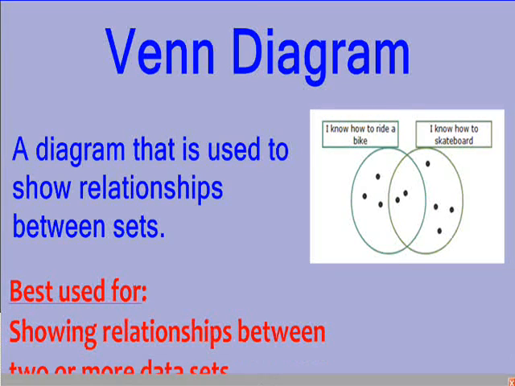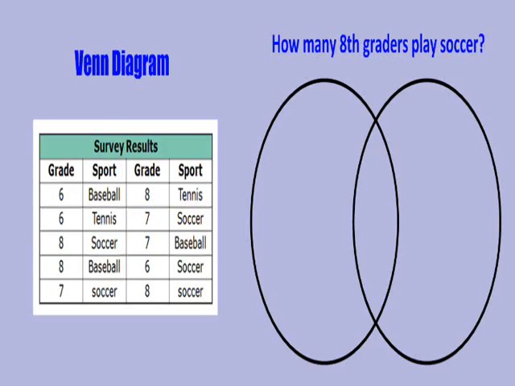Venn diagrams are best used for showing relationships between two or more data sets. Let's look at how to create a Venn diagram. See the results of a survey in the table. The results show the grade level of the student surveyed and the sport that student likes to play. The question asks how many 8th graders play soccer.